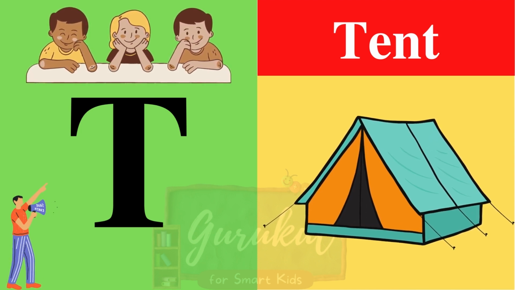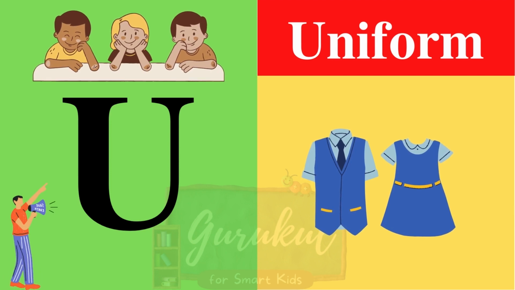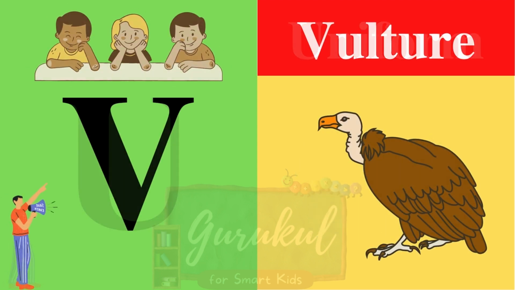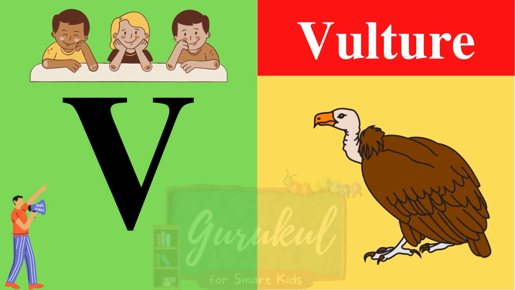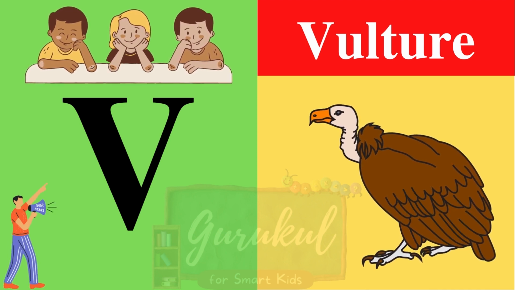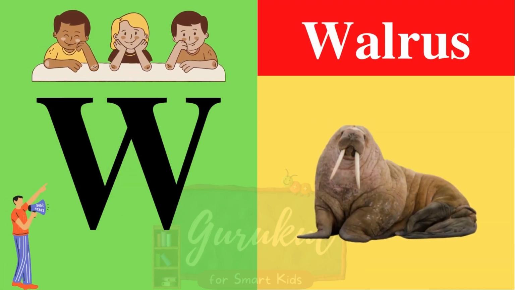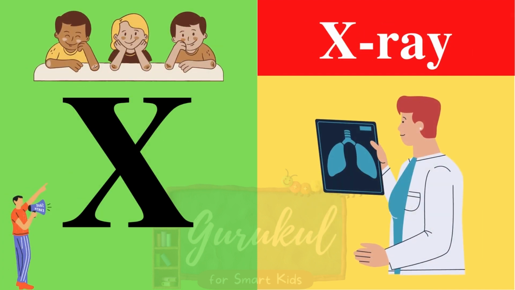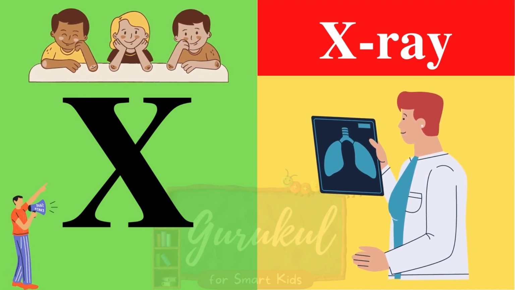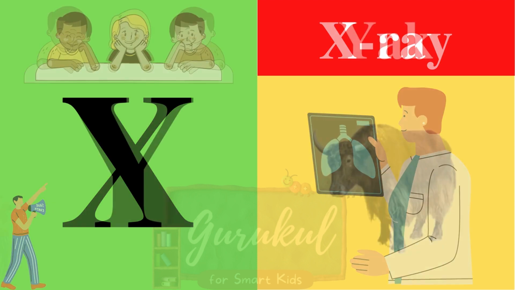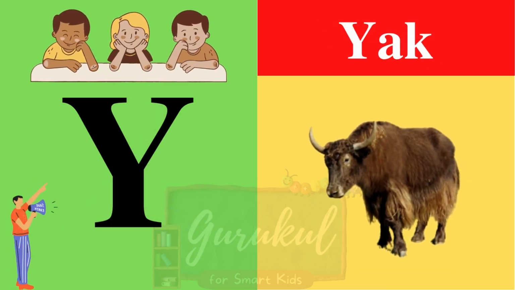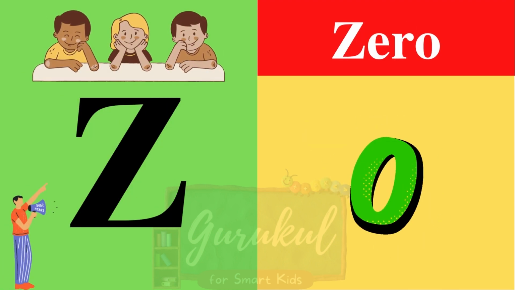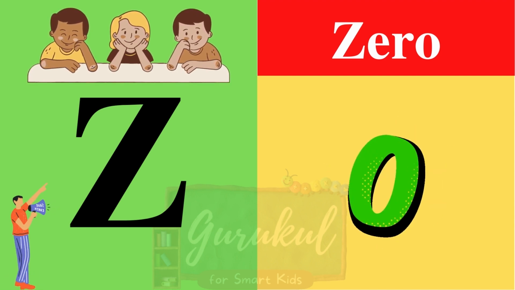U for uniform. V for vulture. W for walrus. X for X-ray. Y for yak. Z for zero.